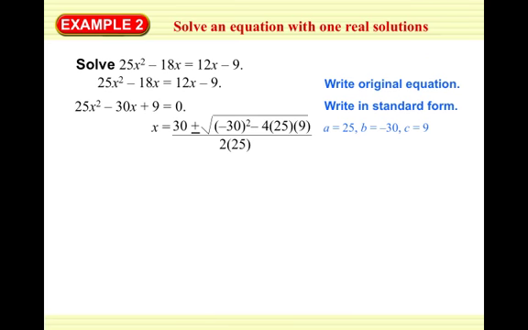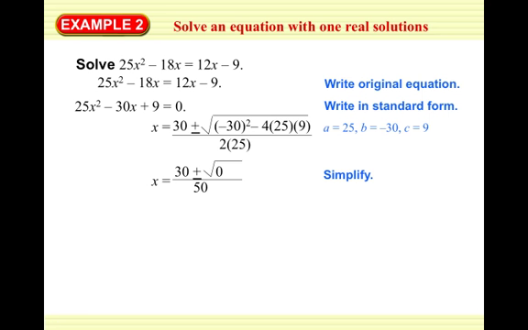We'll substitute in. You do want to show the substitution step so that you can get partial credit in case you make a calculation error along the way. If you don't show this step, then I'm not going to be able to be as generous with partial credit. All right, so negative negative 30 is 30, plus or minus the square root of negative 30, the whole thing squared. Anytime you have a negative value, especially if you're going to put this in your calculator, you have to put parentheses around the base. So this is negative 30 quantity squared minus 4 times 25 times 9 over 2 times 25. So we're going to simplify.